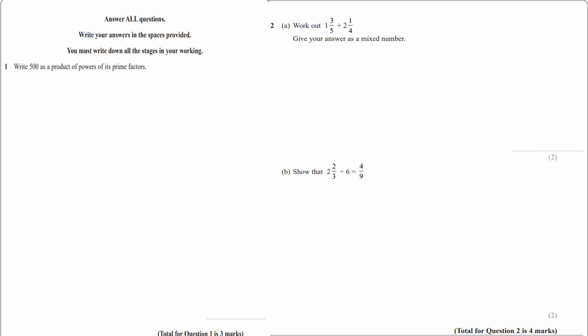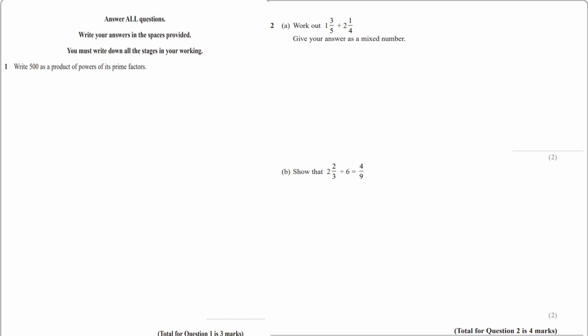GCSE 9 to 1 Maths, looking at the start of a paper 1 non-calculator higher tier paper from the November 2022 exam series. Okay, so looking at some number work here in this video, in roughly 5 minutes. Okay, let's go. This question number 1, write 500 as a product of its prime factors.